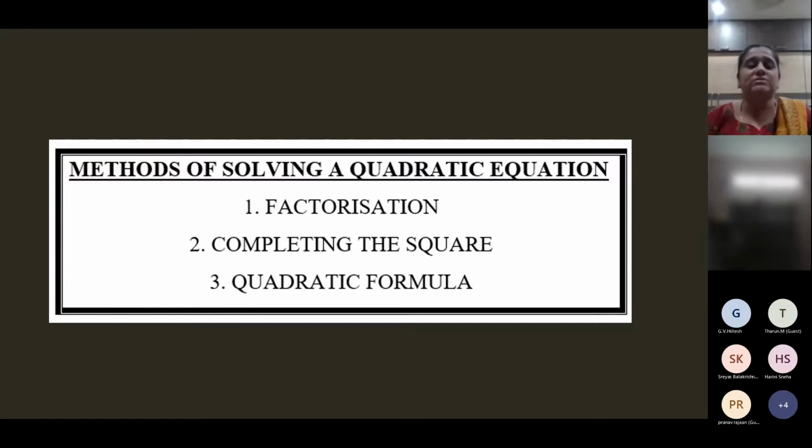So these are the three methods of solving a quadratic equation. Factorization, completing the square and quadratic formula. Am I right? You don't have completing the square, right? Yes, ma'am. Completing the square is omitted for this year. So you don't have to worry about this method. So it's only factorize. Yes. Ma'am, but it was taught in our school, ma'am. Anthony, is it? Yes, ma'am.